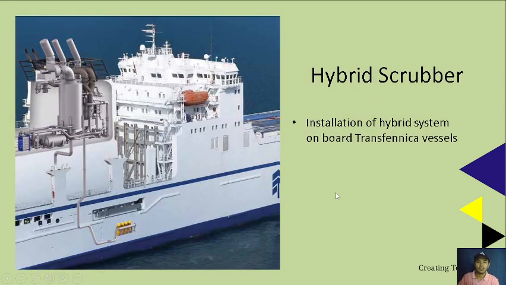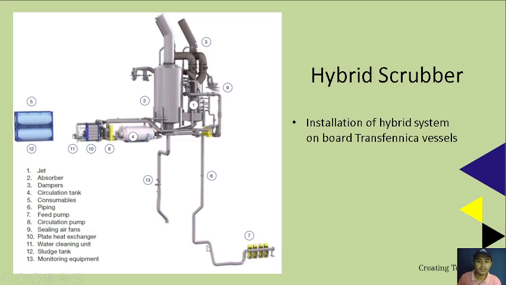So that's how the hybrid scrubber is installed on board Transfenica vessels. These are the pumps pumping fresh water or seawater up to the scrubber. So this pump goes up, and then there are tanks, circulation tank, cooler, etc., and monitoring equipment before discharging back to the sea.